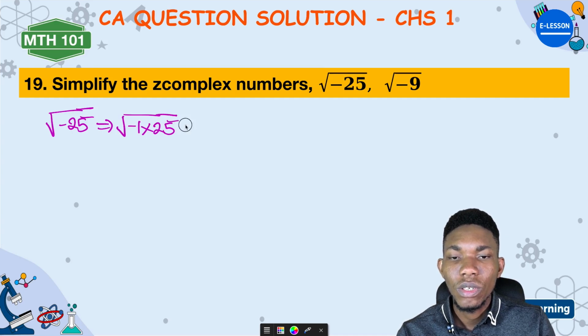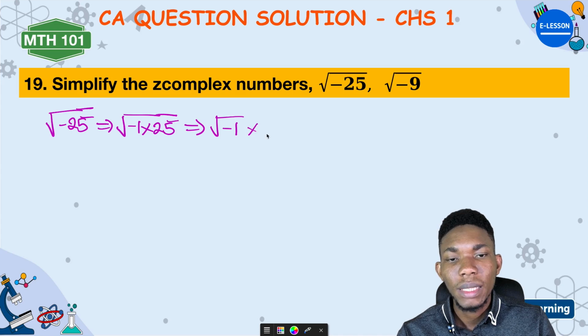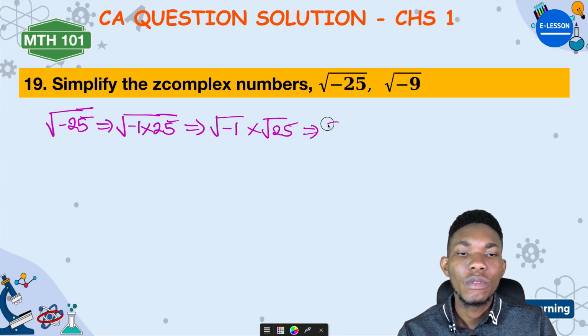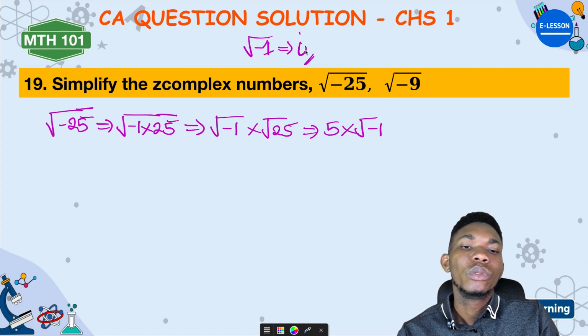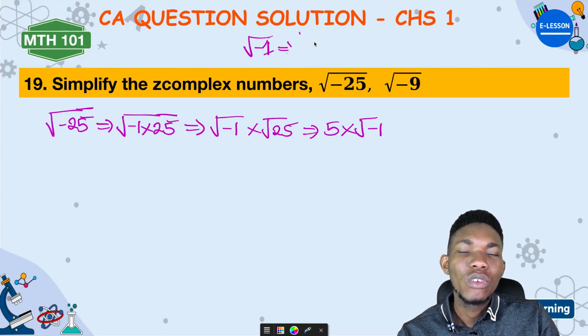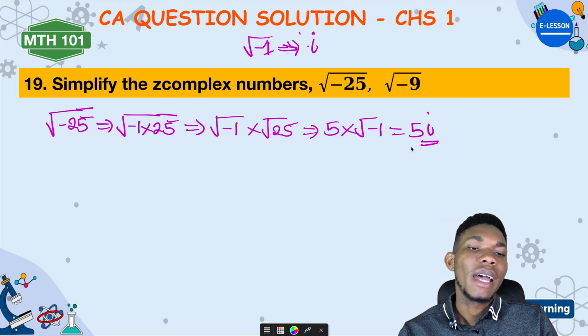Now, you were taught in short that if you have something like this, it's still the same as minus 1 times root 25. Root 25 is what? 5. So we have root 25 times root minus 1. Now, every one of you should know that root of minus 1 is equal to iota. Root of minus 1 is equal to what, my dear students? I, called iota. That i you always see in complex numbers stands for root of minus 1. Is that okay? So this will be 5 times i, which is 5 iota.